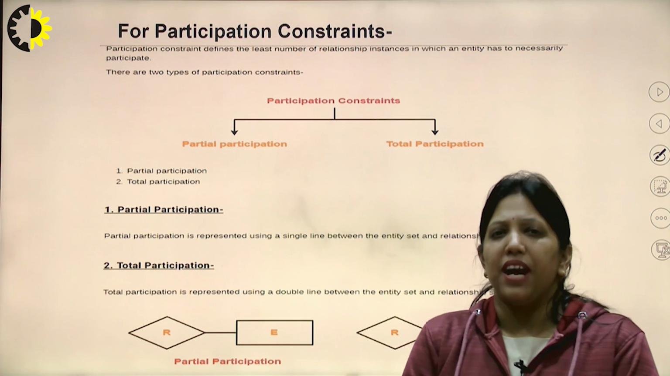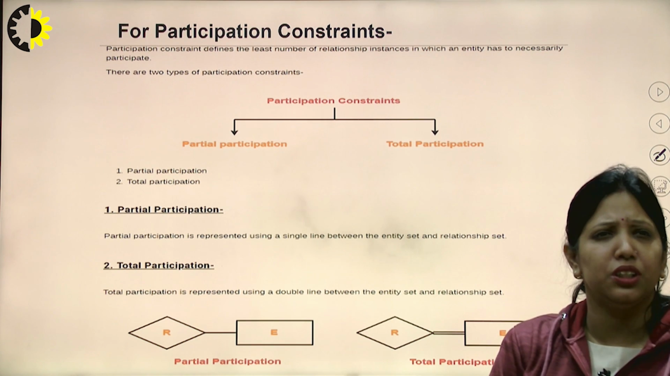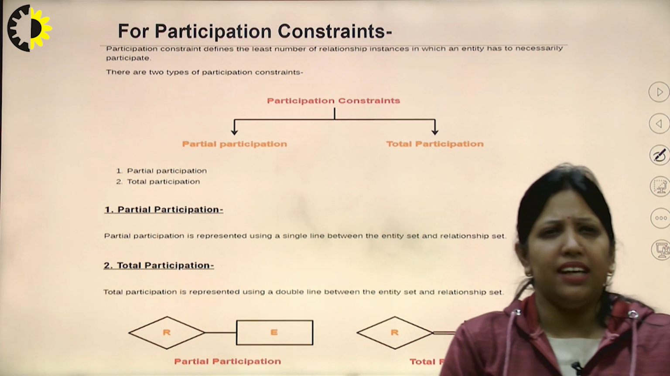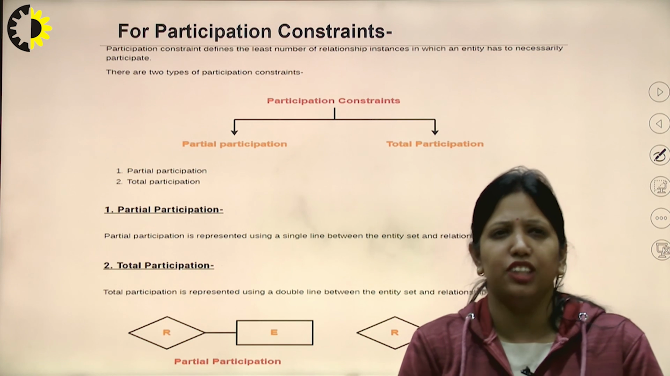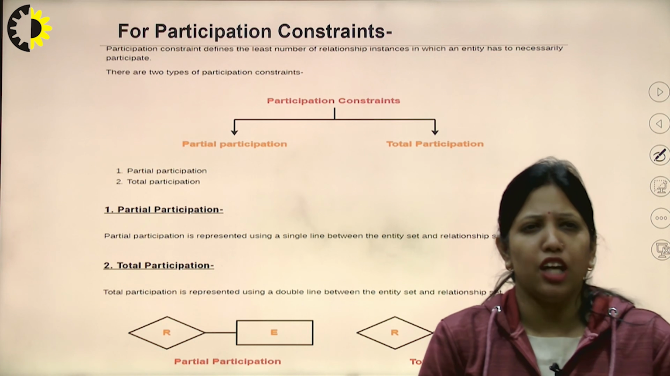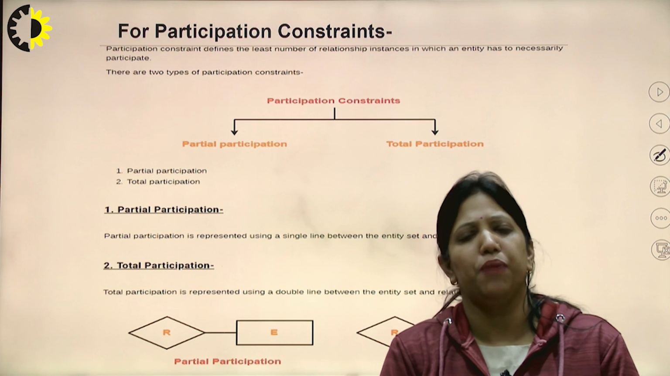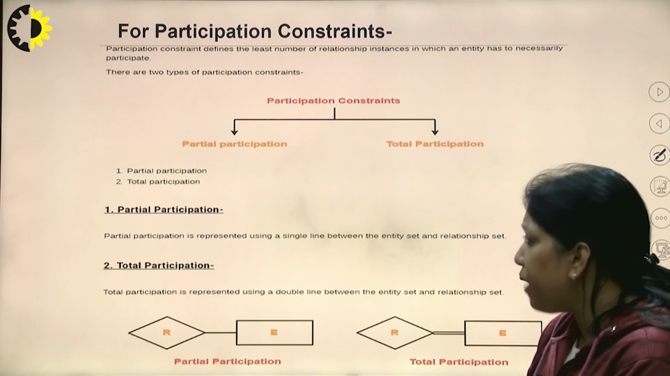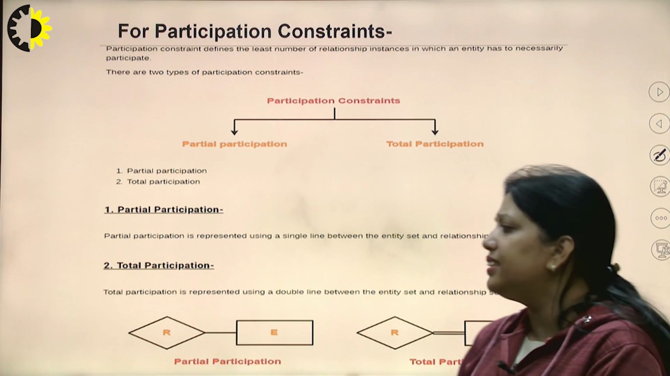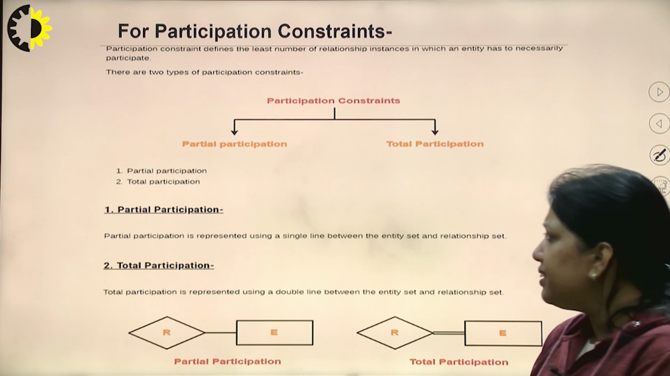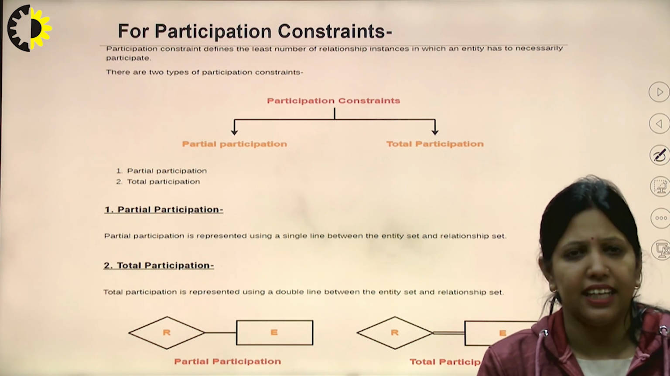Then we will talk about the participation constraint. As we have shown, we have total participation and partial participation. Participation constraints define the minimum number of relationship instances in which an entity has to necessarily participate. There are two types of participation constraints: one is partial participation and the second is total participation. So what is partial participation? Partial participation is represented using a single line between the entity set and the relationship set, whereas total participation is represented using a double line between the entity set and the relationship set.